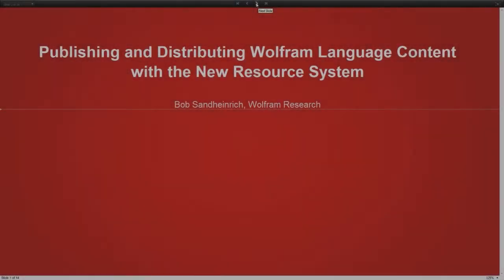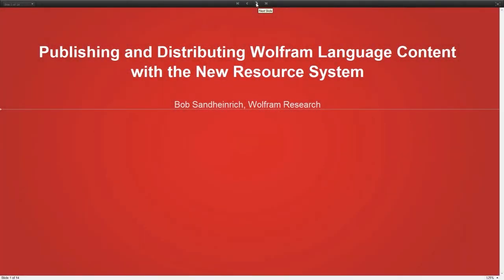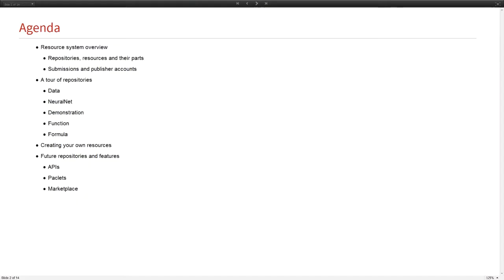Now that we've talked about the data repository specifically, we can talk about the resource system as a whole. As you can see, the data repository was a system for distributing data through the Wolfram Language and through our cloud. But we can do much more than data. So the resource system is going to have lots of repositories, each one defined by their particular content.